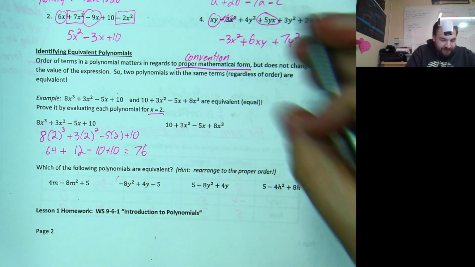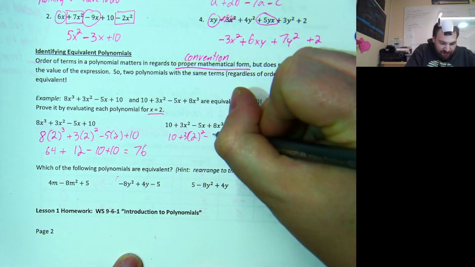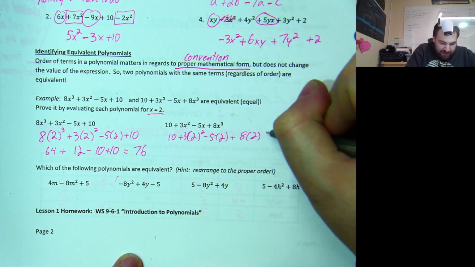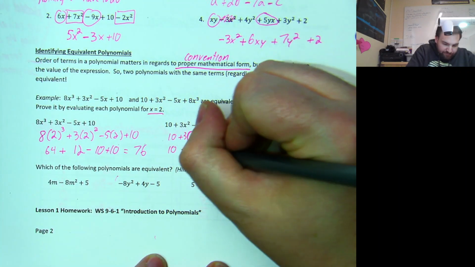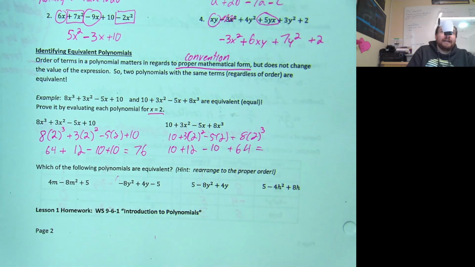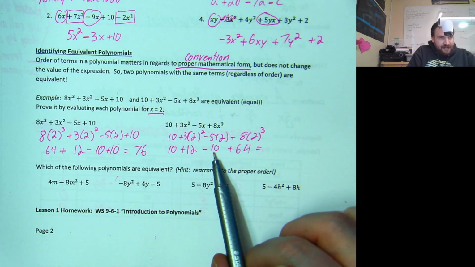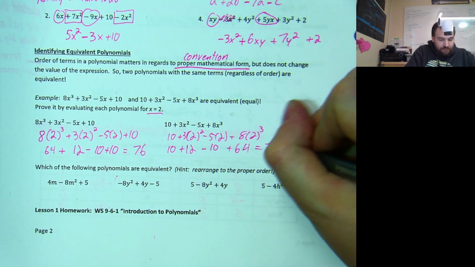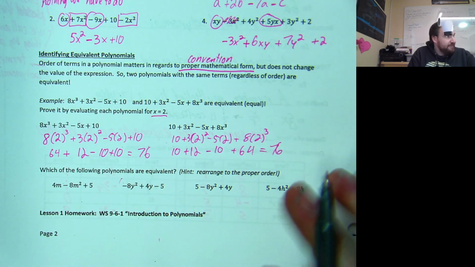And if I look over here, it's going to give me the exact same thing. It's going to be 10 plus 3 bracket 2 squared minus 5 bracket 2 plus 8 bracket 2 cubed. So this one becomes 10 plus 12 minus 10 plus 64. Again, it doesn't matter which order I do the addition and subtraction. 10 plus 12 is 22, minus 10 is 12 again, plus 64 is 76. Was that just a little too fast? We follow, kind of, sorta. Yeah, I went in order from left to right. Okay.